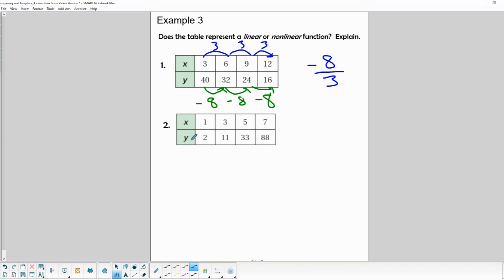Meanwhile, the next one has a change of y, which in the first one is plus 9. But in our second step, we go up 22. Our third step in our change in y is up 55. So as you can see, it's increasing rather dramatically. So this is not a constant rate of change, so this is nonlinear. All right, let's move on.